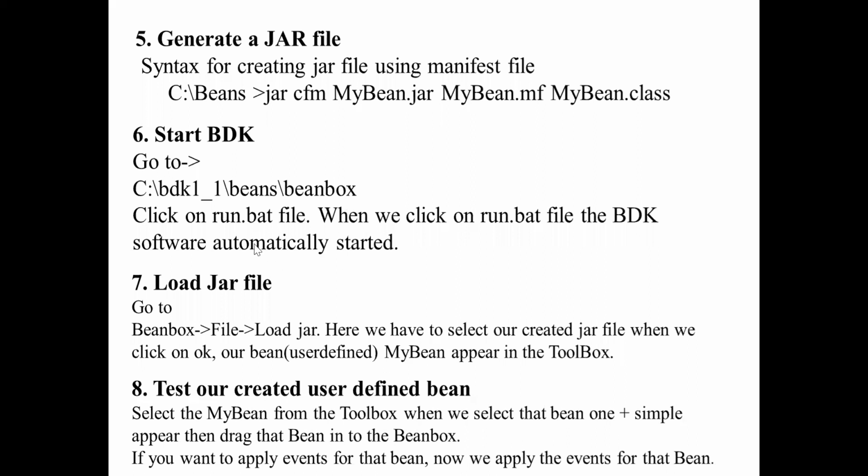In the BDK 1.1/bin/bin box, we can run the run.bat file. When we click on the run.bat file, the BDK software will automatically start. Then load the jar file by using Load Jar. Here we select our created jar file and click OK and OK. Finally, we test our created user-defined bean: select the bean info from the toolbox, and when we see it in a simple appearance, drag the bean info into the bean box.